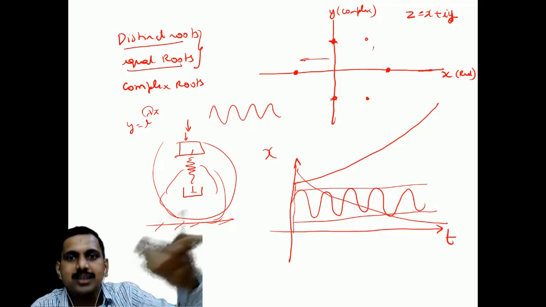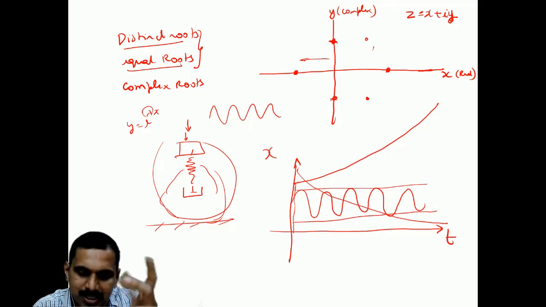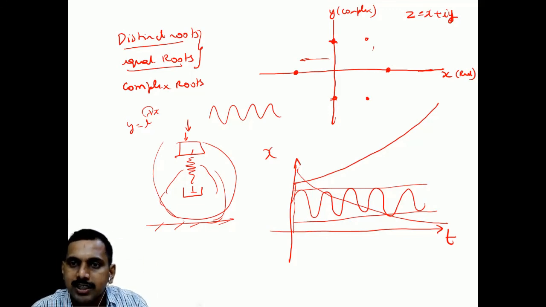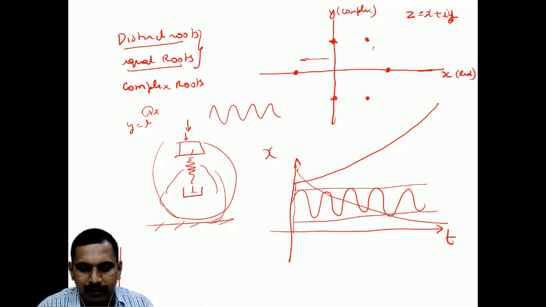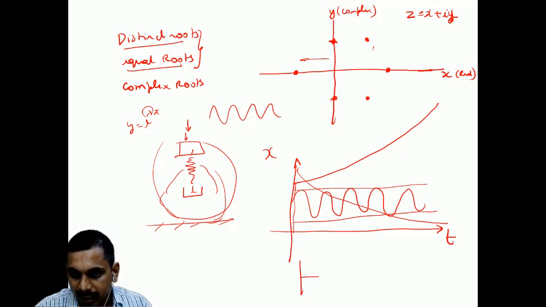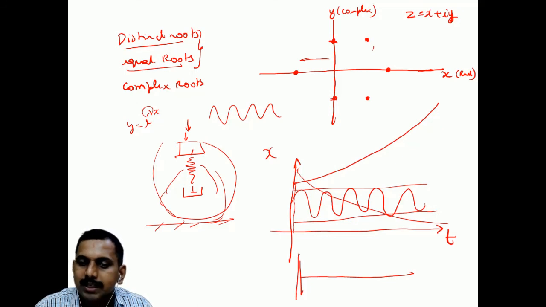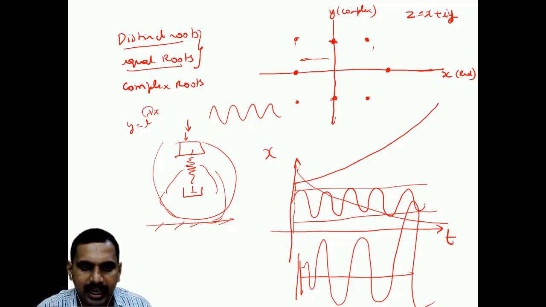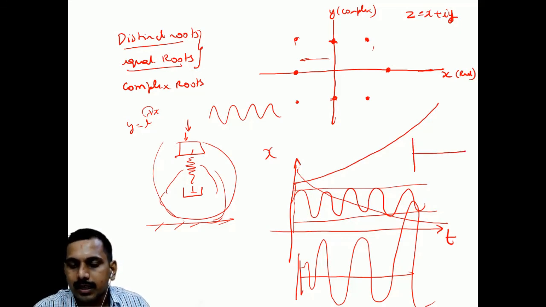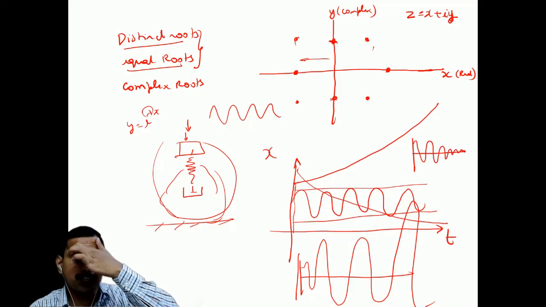Complex roots always come in conjugates. They don't come just like that. They come as conjugates. So now if it is a complex conjugate with positive real part, then what happens? It oscillates, but the oscillation amplitude continuously increases. If it is a complex conjugate with negative real part, then what happens? Your oscillation keeps on reducing. I hope you get the point, students.